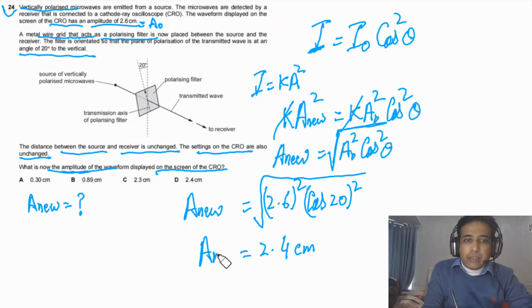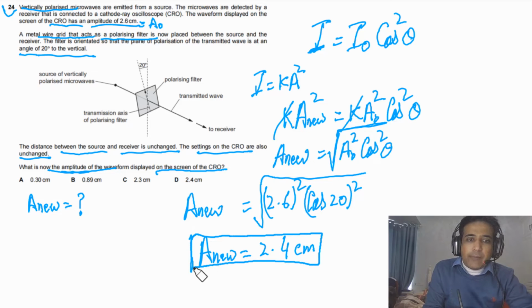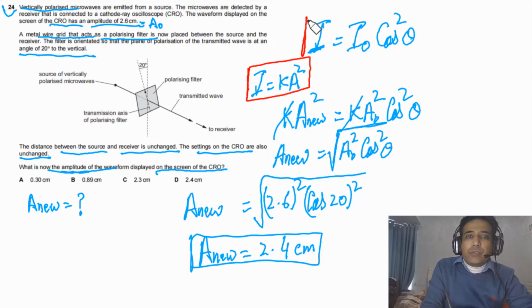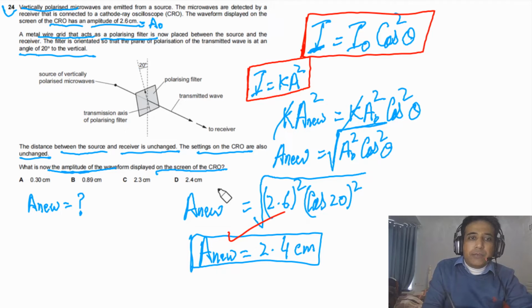So this is the final answer, and this is how you can figure it out. Simply you have to use Malus's law, and the second thing you need to understand is intensity is equal to K times A square. So these two things you need to understand, and then you can figure out the answer for this question. So the answer for this question has to be D.